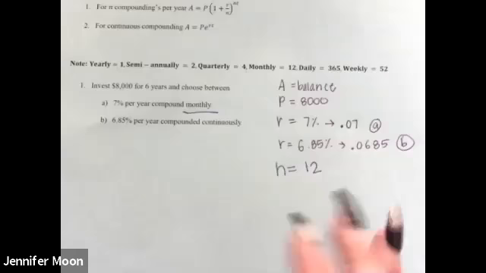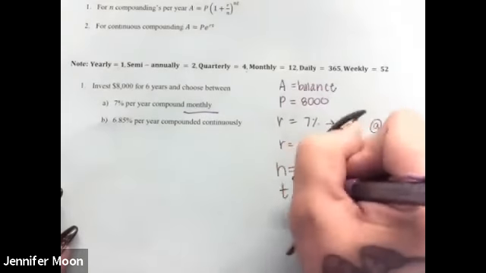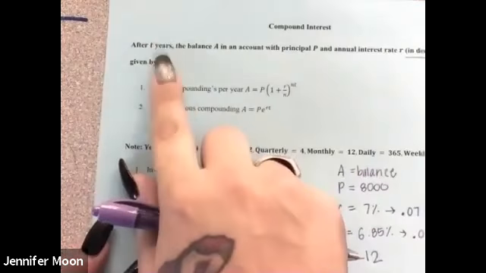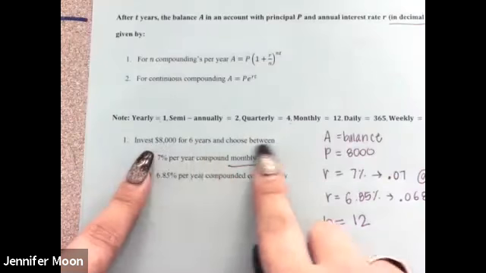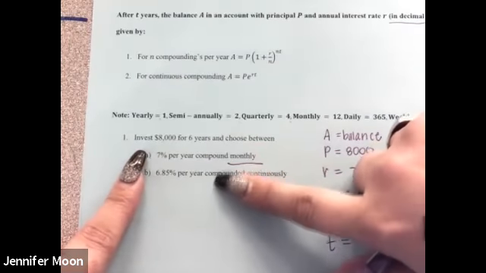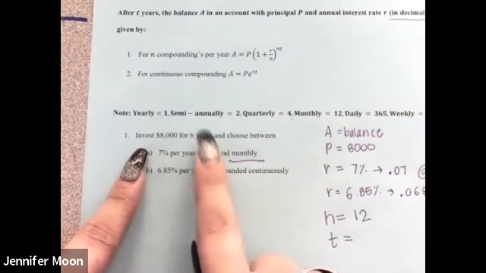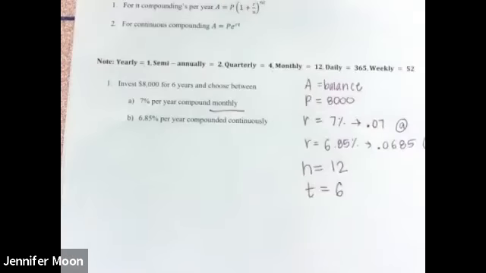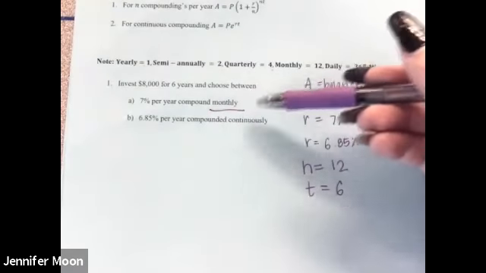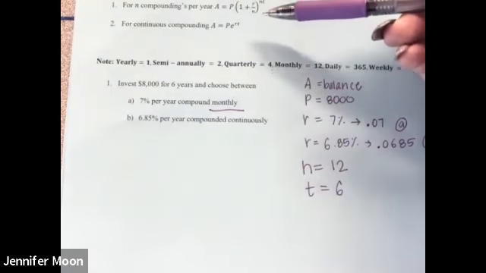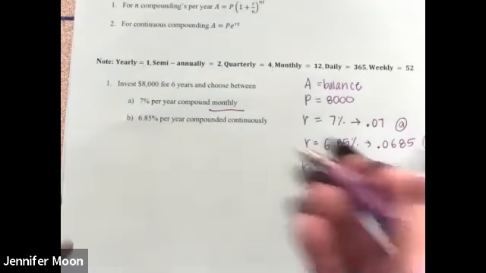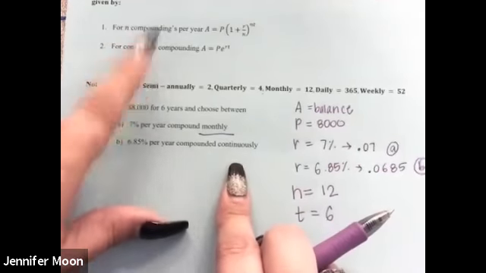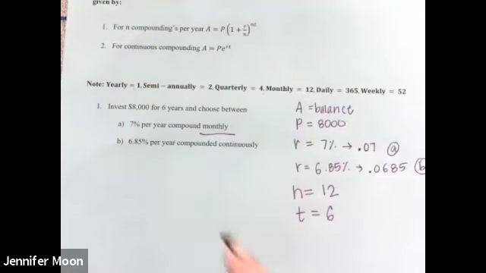And then I know I need a T. My T is time, and it's in years, right? So I look right here in the original question before it gives me two different options. It says for 6 years. So that's my T. My T is 6. And so now, because this is compounded monthly, I'm going to be using that first formula. And because this says compounded continuously, y'all, that's your key word. That's how I know I use that formula right there.